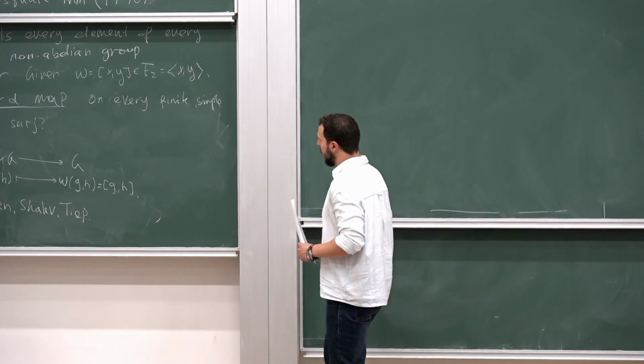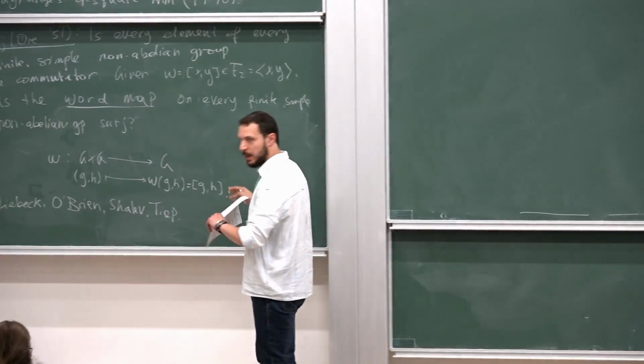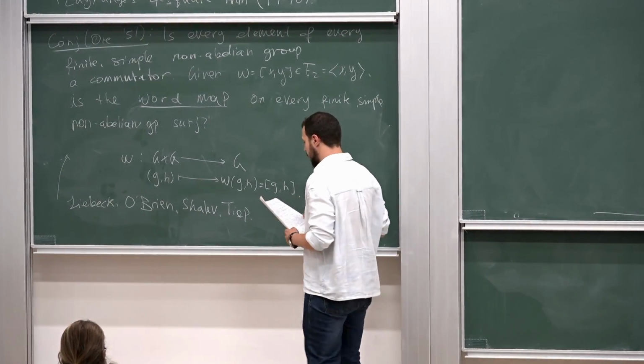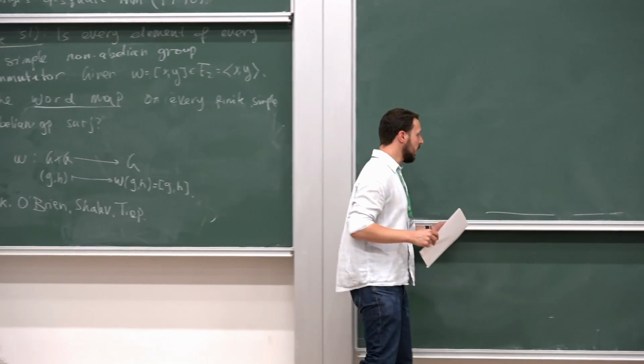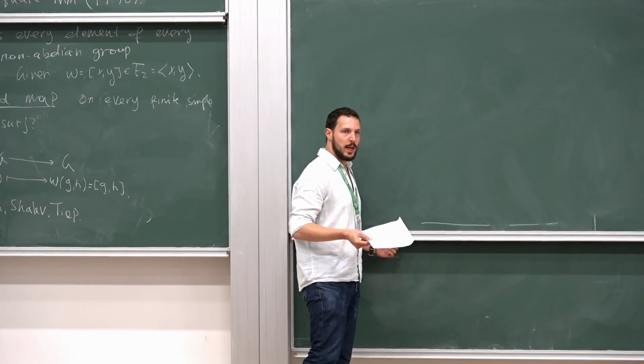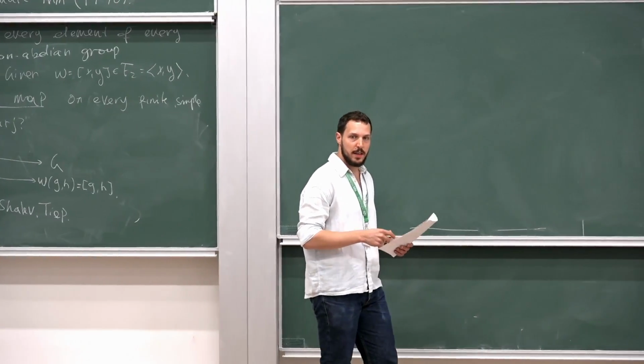Okay, so this suggests that maybe just looking at the image of word maps is too coarse of an invariant. And we might want to ask ourselves, what if we take an element and we count in how many ways can we get it as a W value?